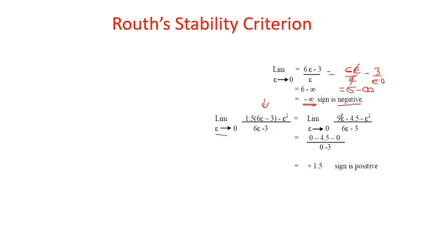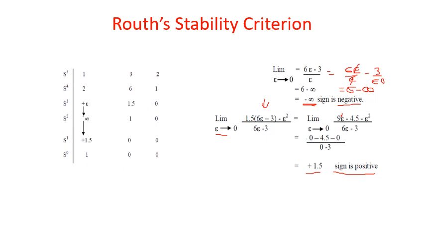Here we can't simplify like what we did before. What we are supposed to do is put epsilon equal to 0 in this part. When I put epsilon equal to 0 here, 9 into 0 will be 0. Then 4.5 minus 4.5, epsilon square will be 0, so it will be 0. Here epsilon equal to 0, 6 into 0 is 0, and it will be 3. So we get minus 4.5 by minus 3; the minus minus get cancelled, so 4.5 divided by 3, and we'll be getting 1.5. So this is a positive sign.